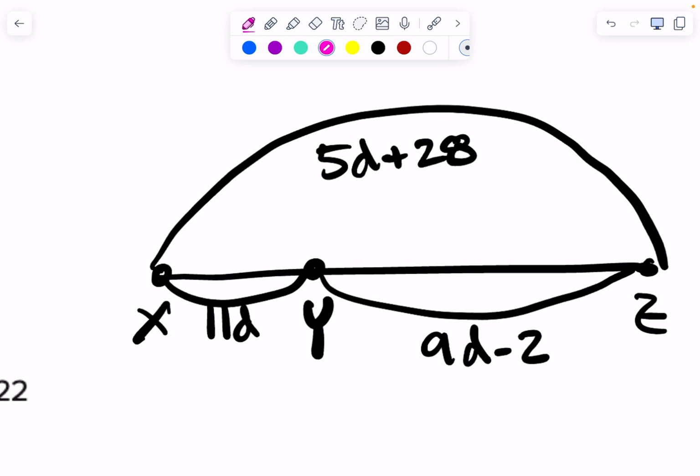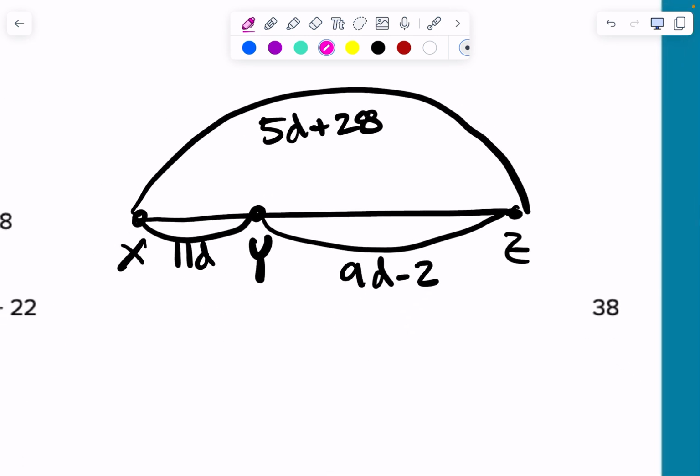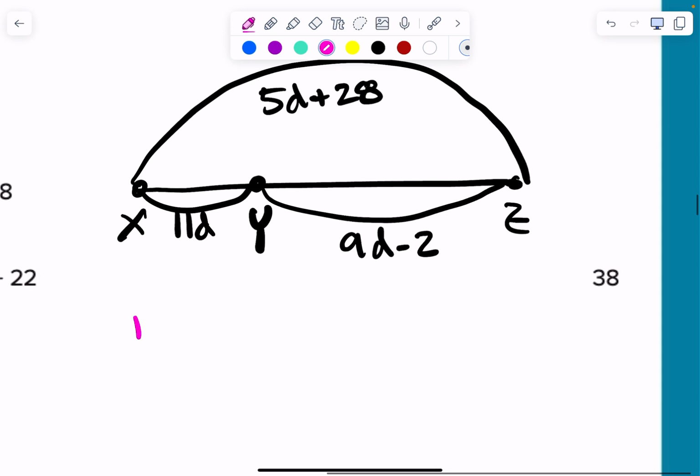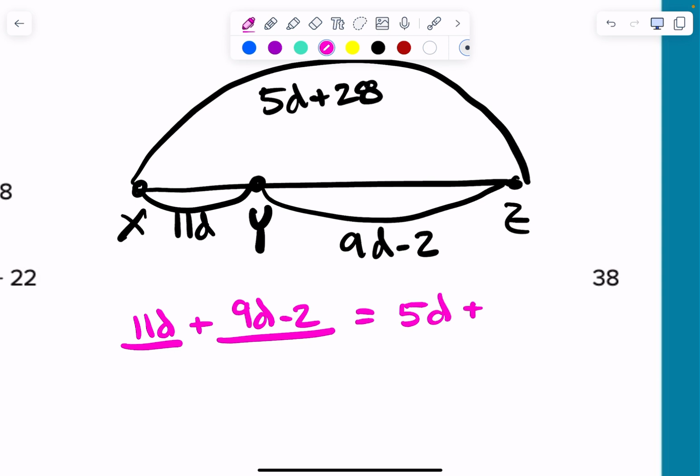Okay, now how do I do this? 11D plus 9D minus 2 equals 5D plus 28. Do you have to draw the picture each time? Not necessarily. I would draw the picture for one of them. They already write the equation down. So you know X, Y, and Z or wherever, but you only have to really draw it once, okay?